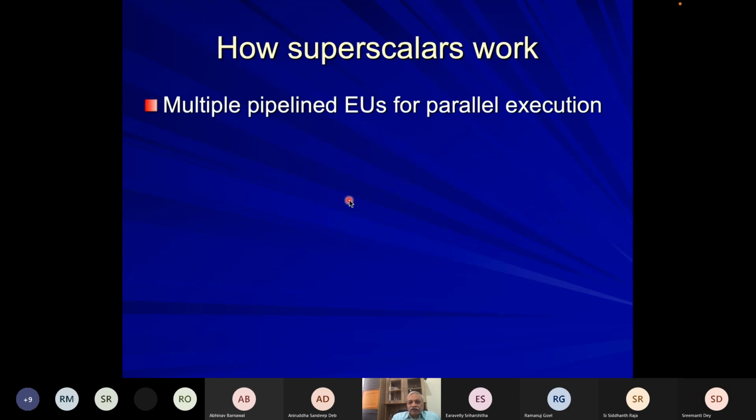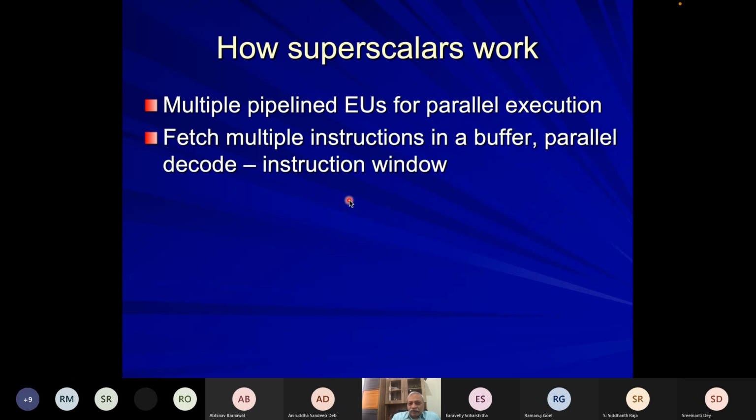So how superscalers work basically is that multiple pipelined execution units are there for parallel execution. You fetch multiple instructions in a buffer, decode them in parallel, that's called the instruction window, and then analyze them and schedule them dynamically. Okay, so instructions could be scheduled out of order. They are there in some order in the program, but here, depending upon their independence, you can schedule them out of order.